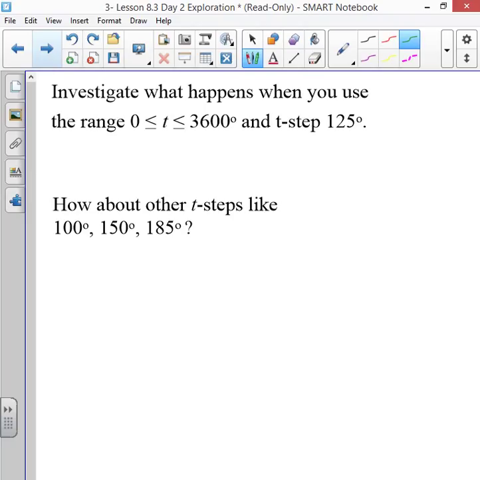Alright, next again, I'd like you to pause the video and just kind of mess around with your calculator. This is something you do not want to skip. This is really cool. And notice, I did in fact mean for it to be 3,600 degrees for the t-max. And I just picked some random numbers. So my t-step here is 125. Then try changing it to 100 or 150, 185. I just want you to see how cool these graphs are. It's probably not what you're going to expect because it plots really random points. So like I said, take a moment, investigate.